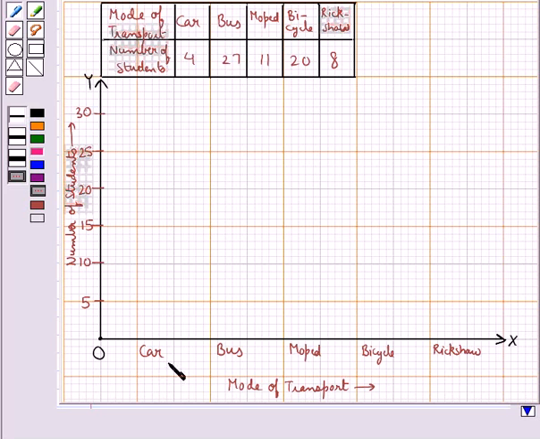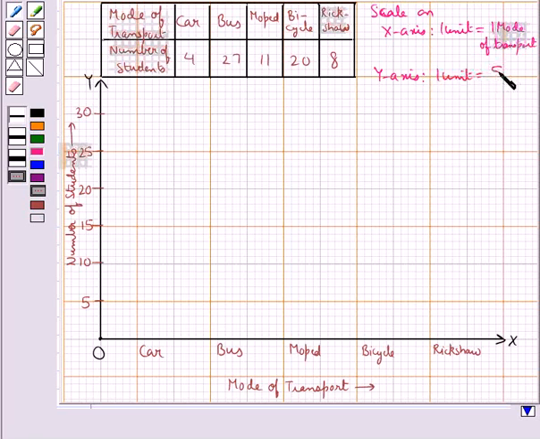We have represented the mode of transport on the x-axis, that is on the horizontal axis. The scale on x-axis that we have taken is 1 unit represents one mode of transport. And as you can see, on the y-axis, we have represented the number of students, and the scale on y-axis that we have taken is 1 unit represents 5 students. Now let's draw the bar graph for this one.